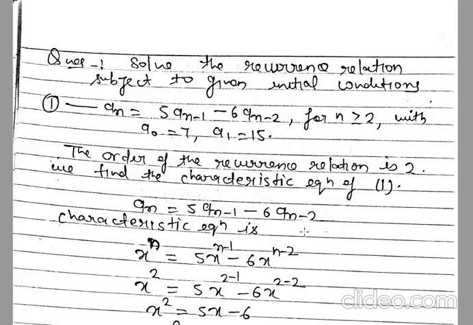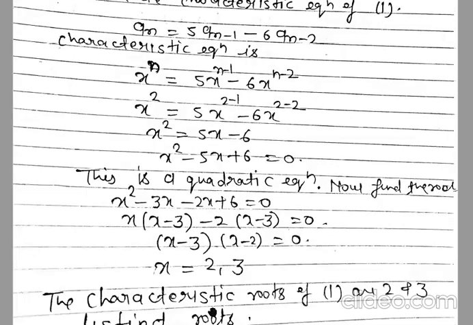The order of the recurrence relation is 2. We can see here the last term is n minus 2, so the order will be 2. Now we are considering that the series has a solution of the type x to the power n. So x square is equal to 5x to the power n minus 1 minus 6x to the power n minus 2. With n as 2, 2 minus 1 is 1 and 2 minus 2 is 0. And we have our characteristic equation x square minus 5x plus 6 is equal to 0.